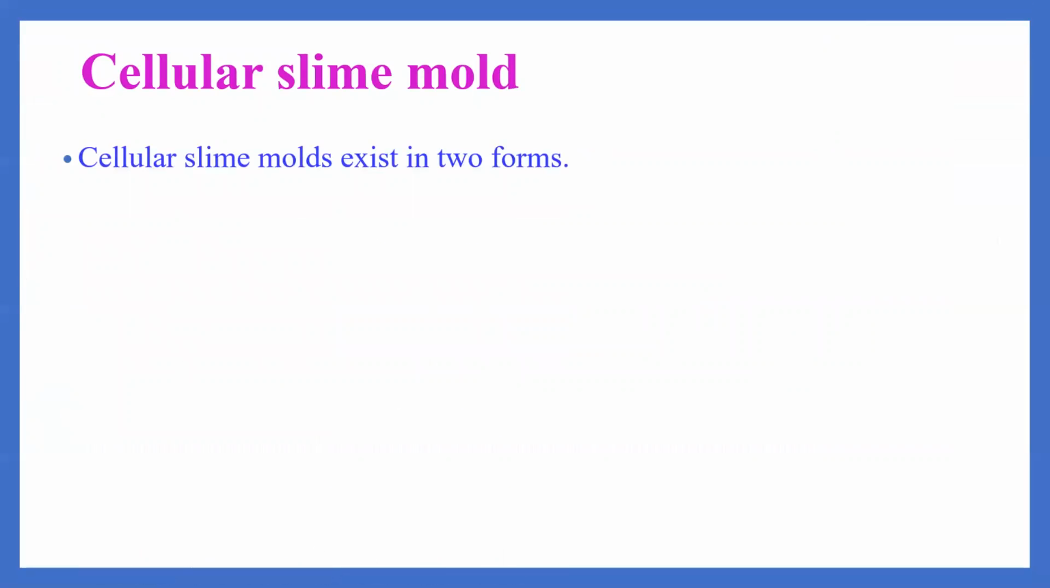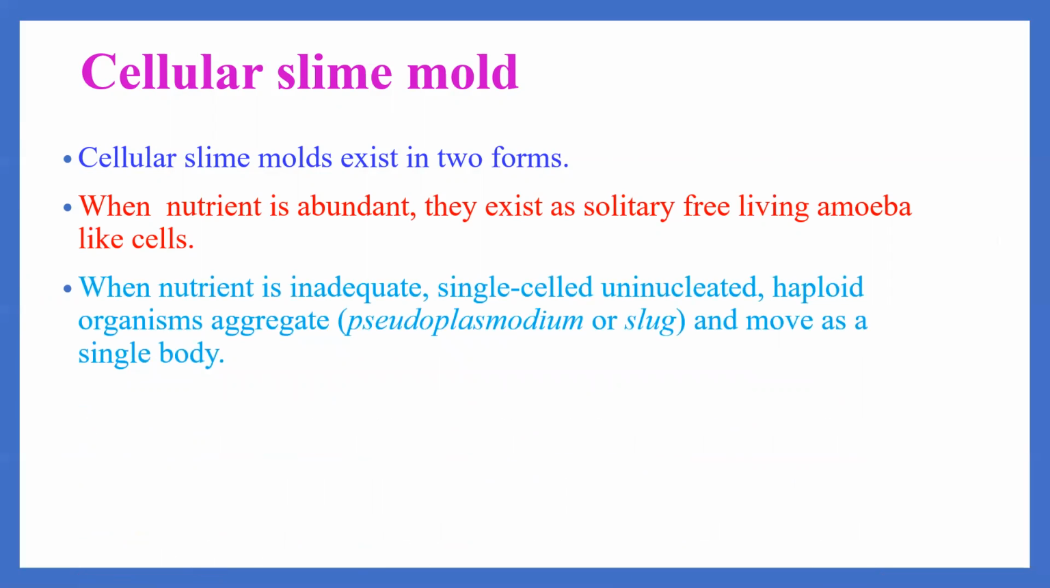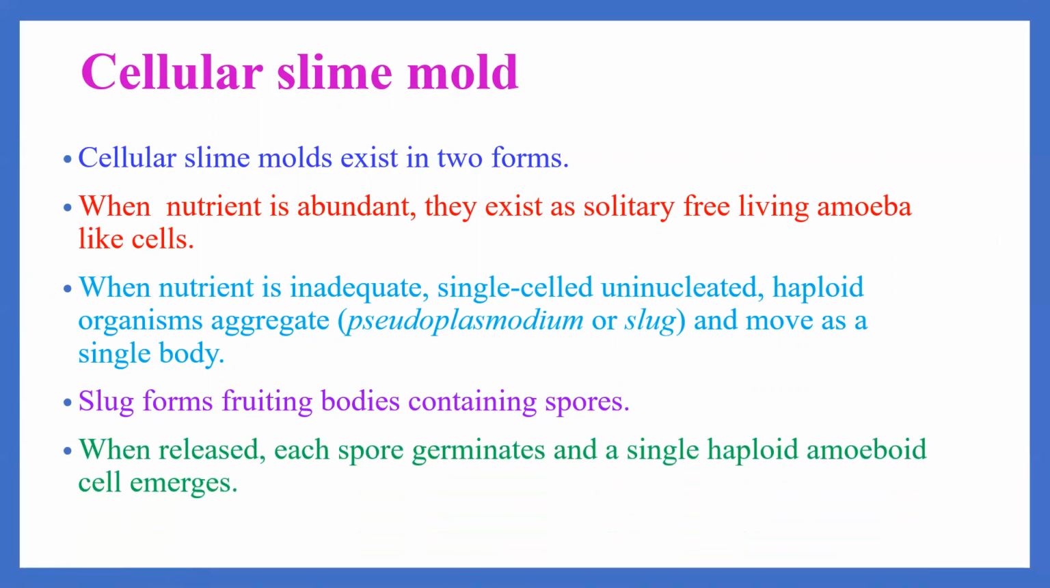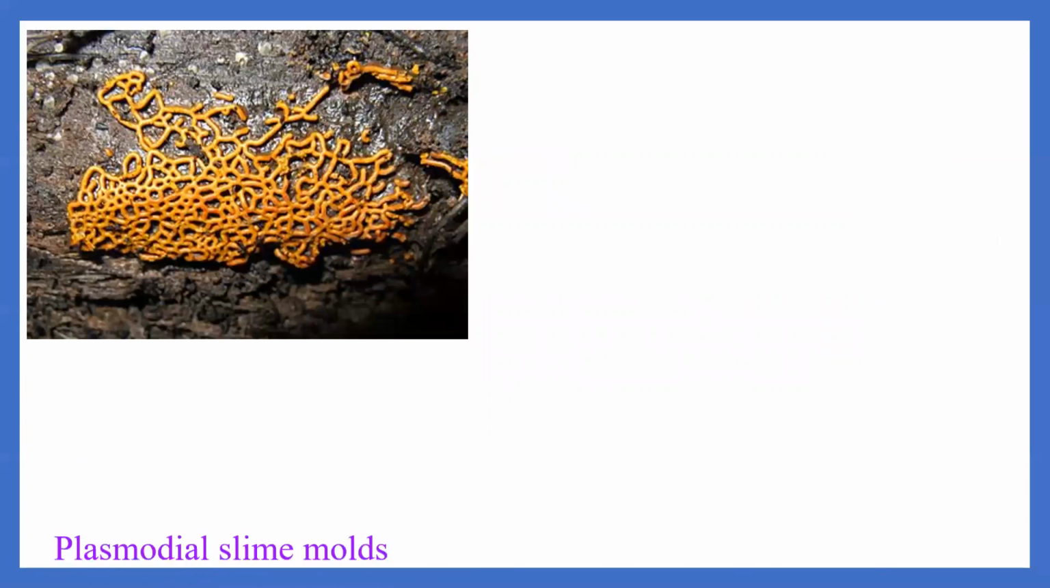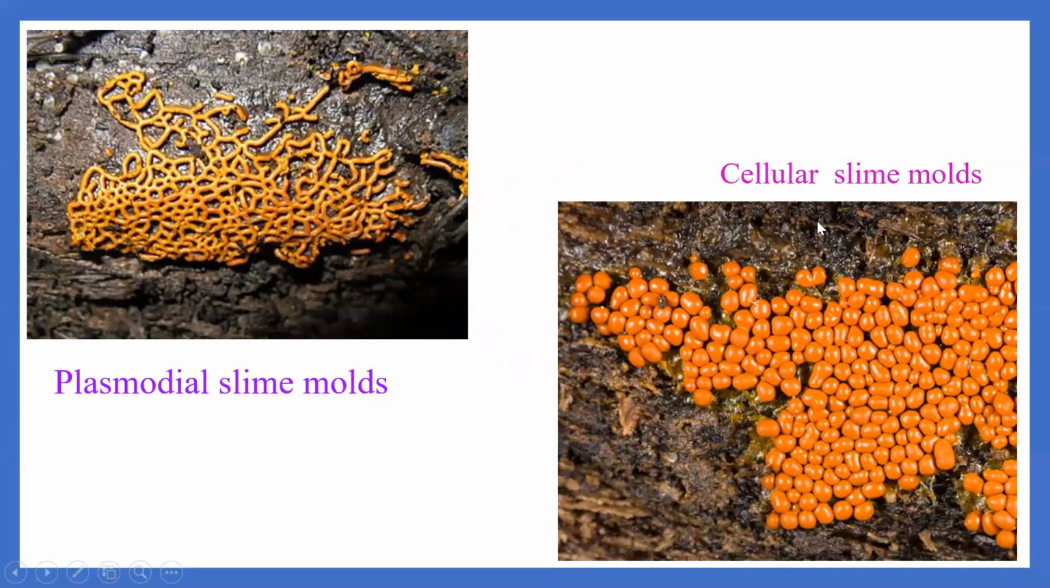The cellular slime molds exist in two forms. When nutrient is abundant, they exist as solitary, free-living amoeba-like cells. When nutrient is inadequate, single-celled uninucleated haploid organisms aggregate. That is called the pseudoplasmodium or slug and moves as a single body. Slug forms fruiting bodies containing spores. When released, each spore germinates and a single haploid amoeboid cell emerges. So here we can see the plasmodial slime molds, and this is a cellular slime mold.